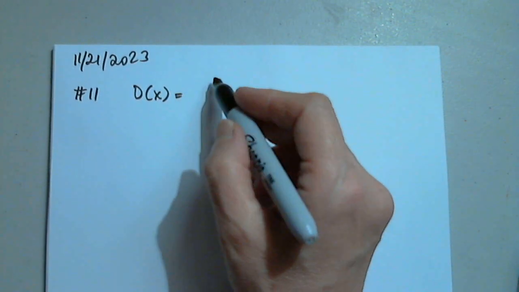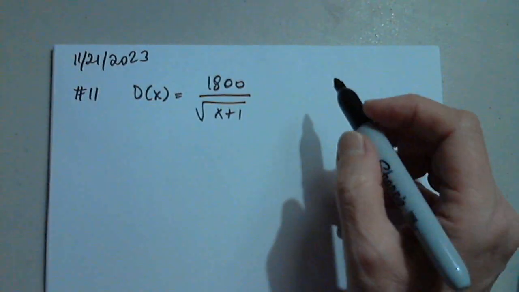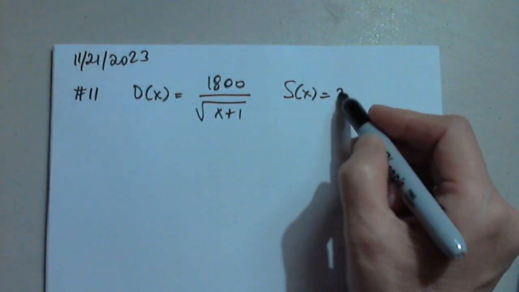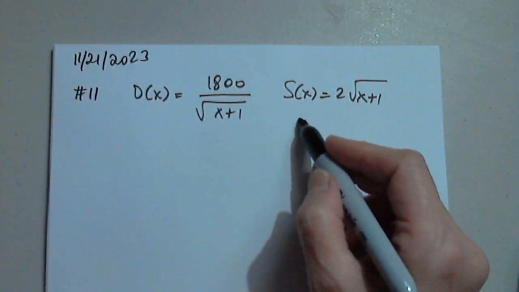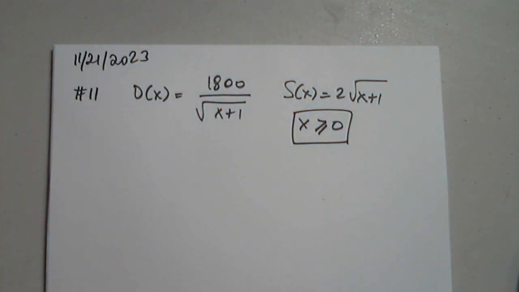The demand is 1800 over the square root of x plus 1, and the supply is 2 the square root of x plus 1, and they're giving us, of course, x greater than or equal to 0. Good. Okay, perfect.